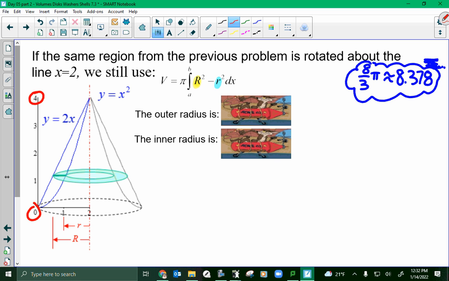And I'm going to be using dy. So let me start to set this up. It's the integration from 0 to 4. Pi is on the outside. Now I need my bigger r squared minus my smaller r squared dy. Okay, minus. So I just got to figure out what the bigger radius is and the smaller radius is.